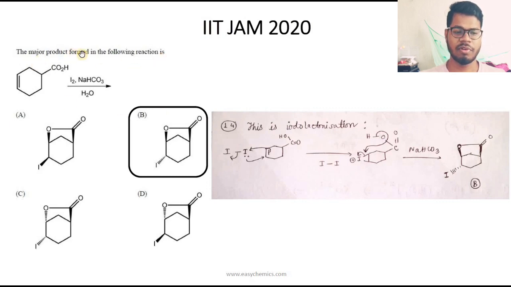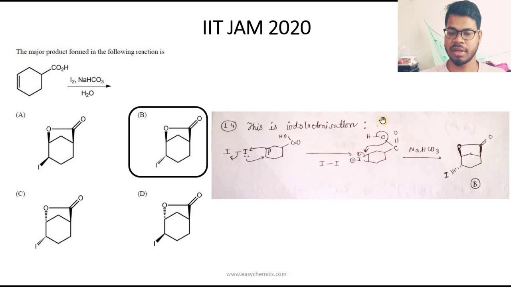The next question is the major product formed in the reaction. This is a very standard iodolactonization question, so you can see the mechanism. I'm not explaining all of it, but here I will just explain the difference between this and this. Here iodine first attacks in the normal manner. There is no above or below yet, but when the COOH, the O minus, attacks this cyclic iodonium ion, then the stereochemistry changes.